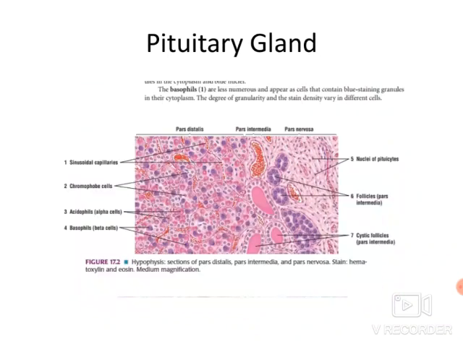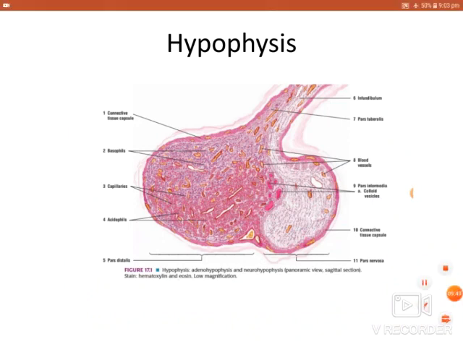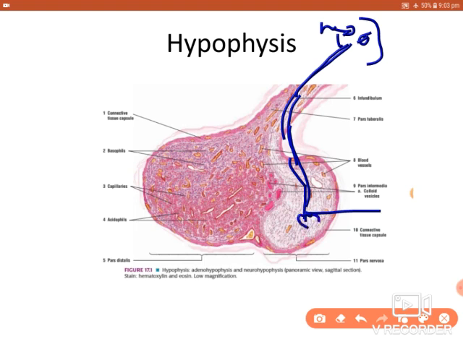Now the posterior pituitary, back to the previous diagram. This is the neurohypophysis. It contains unmyelinated axons of the hypothalamo-hypophyseal tract from the supraoptic and paraventricular nuclei of the hypothalamus. The neuron cell bodies are there, and the axons carry the secretions from these nuclei. The secretions are stored in dilated axon terminals called herring bodies, and whenever needed, they get released into the capillaries.